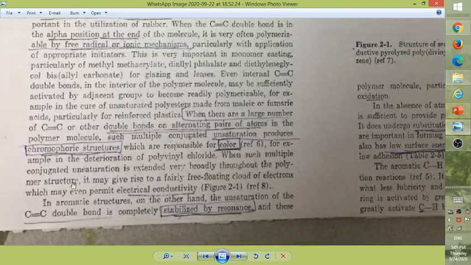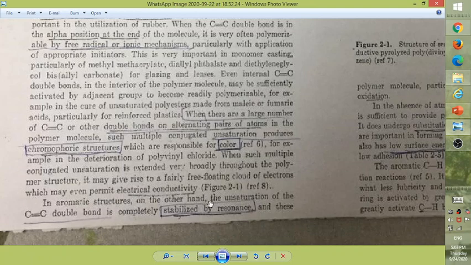When such multiple conjugated unsaturation is extended very broadly throughout the polymer structure, it may give rise to a fairly free-floating cloud of electrons. So free-floating cloud of electron means electrical conductivity. If you want to make an insulator, then this is a very big disadvantage, because the insulator should not conduct any electricity, which may even permit electrical current.